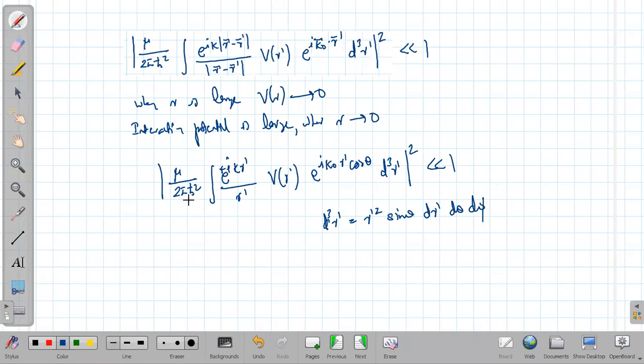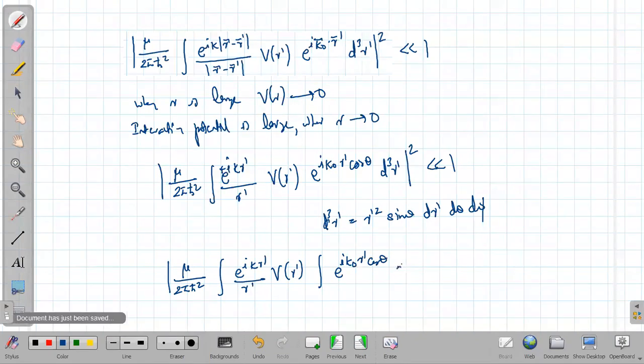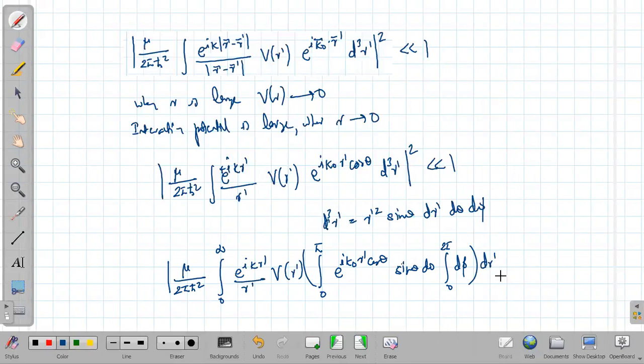So that 2 pi and this 2 pi would be cancelled. Okay, so if you integrate it again, it's mu upon 2 pi h cut square integral e raised to i k r prime by r prime V of r prime, then integral e raised to i k0 r prime cos theta sine theta d theta integral from 0 to pi, and here is integration from 0 to infinity, then integral 0 to 2 pi d phi, then the entire thing has to be integrated over r prime, mod square is much less than 1.